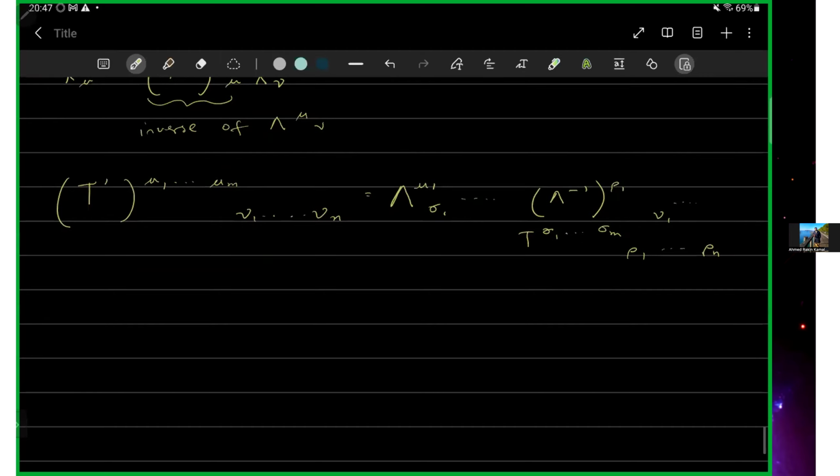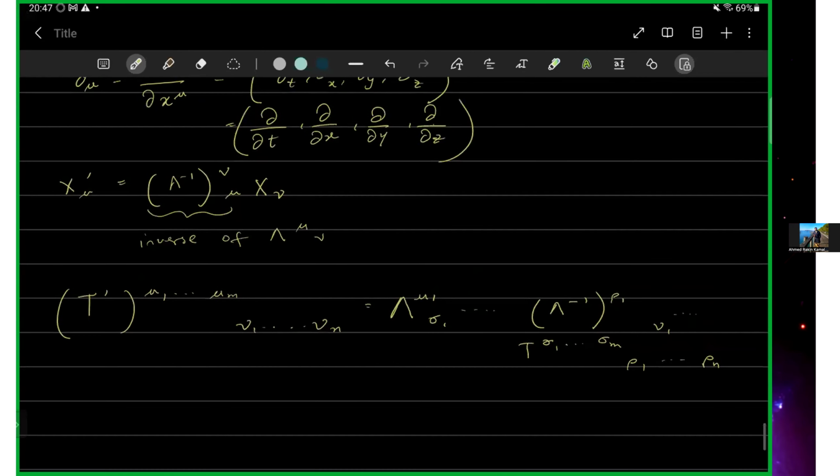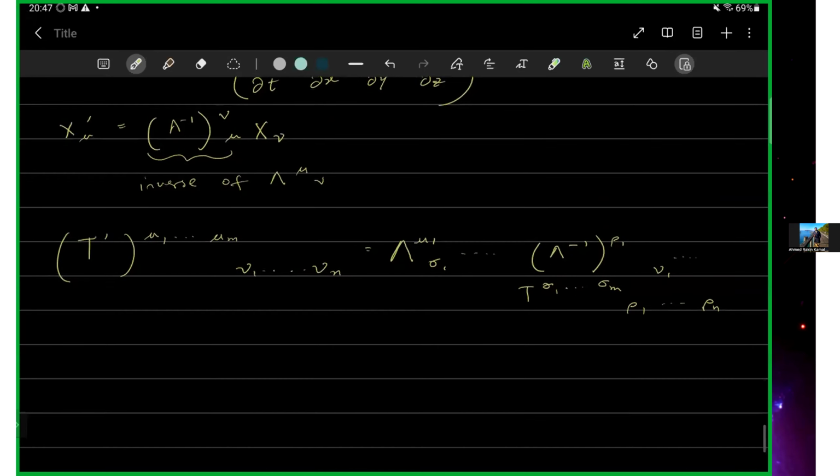So this is just a general extension to the vector transformation rule, which will follow in a similar way. So for the contravariant components, you would have the lambdas, and for the covariant components, you would have the inverse lambdas.